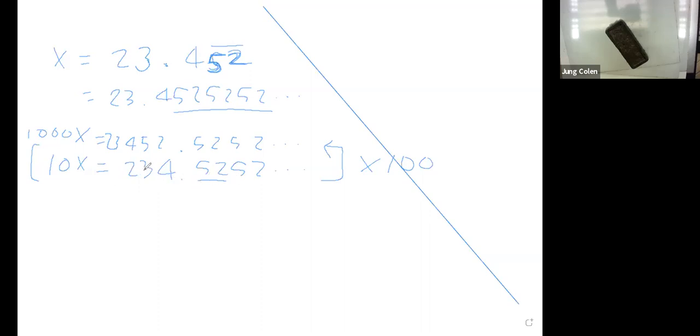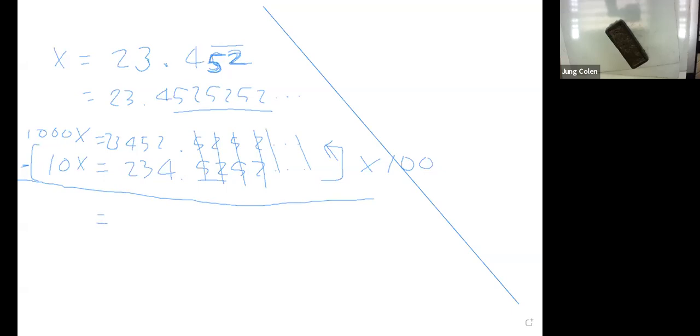So I have 23,452.52552. Now we have the same decimal points, right? So we can subtract the whole thing. If you subtract this, the repeating 52s are all gone, and we know that it's going to be 0, 0, 0, 0, 0. So you don't have to even consider that.